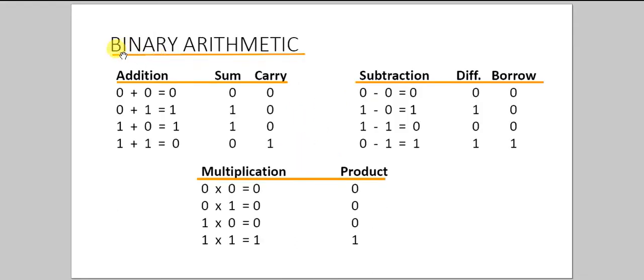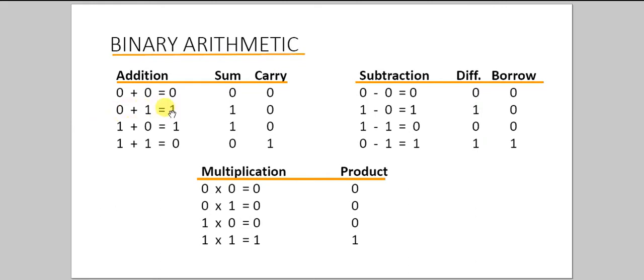Now we would like to explain the binary arithmetic for the binary number system, 0 and 1. We have some conditions for addition, subtraction and multiplication. For addition, 0 plus 0 is equal to 0. Since we have two numbers, 0 and 1, we will be adding, subtracting and multiplying these. When we add two zeros, we have a sum and a carry. The sum is 0 and the carry is 0.